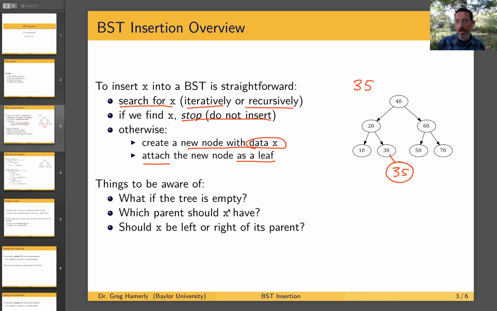So some things to be aware of. What if the tree is empty? Well, the tree is empty if the root is null, and in that case, the node that we're inserting just becomes the root. Which parent should x have? If x is the value that we're inserting, which becomes a new node, then of course it should have the parent of the last node before we reached a null pointer. Its parent is the last node in our search before we reached a null pointer. And should x be the left or right child of its parent? Well, it depends on whether it's greater than or less than its parent.